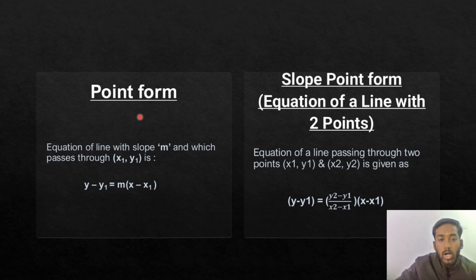Now the point form of a straight line: when we have a slope m and a point (x1, y1), then we can write the equation as y minus y1 is equal to m times (x minus x1). When we have 2 points and no slope given, then we can write the equation of a straight line as y minus y1 is equal to (y2 minus y1) upon (x2 minus x1) into (x minus x1).